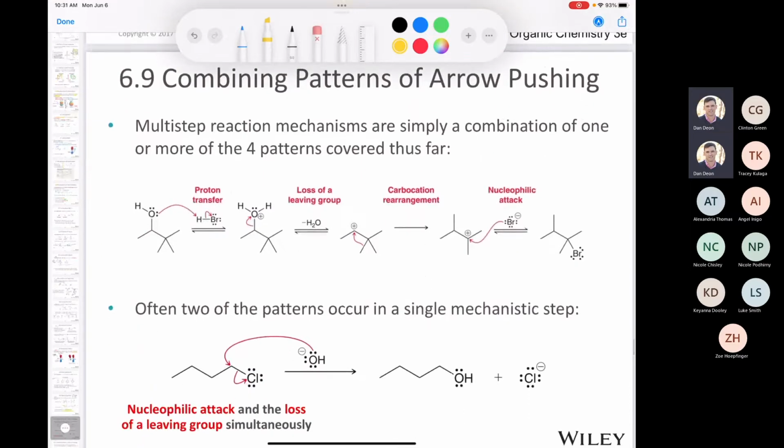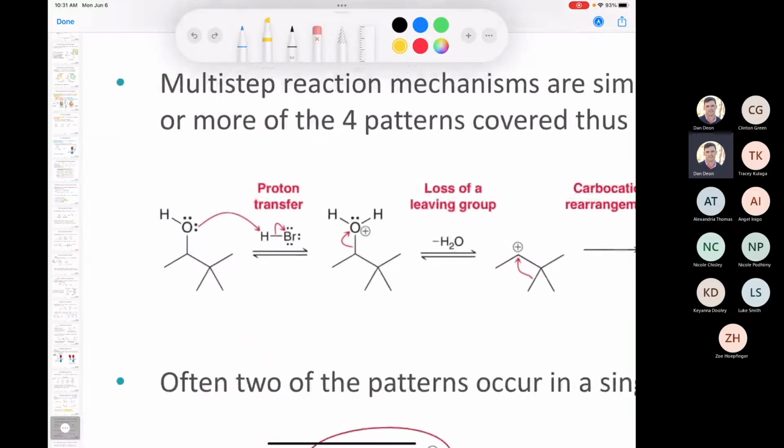So when we put everything together, nucleophilic attack, proton transfer, loss of leaving group, and rearrangement, we can get reaction mechanisms. Multi-step reaction mechanisms are just a combination of those four patterns. Take a look at this neat reaction here. We're starting with this alcohol, and we're making this alkyl halide. But look at all the different things that are happening. Let's go through it step by step.